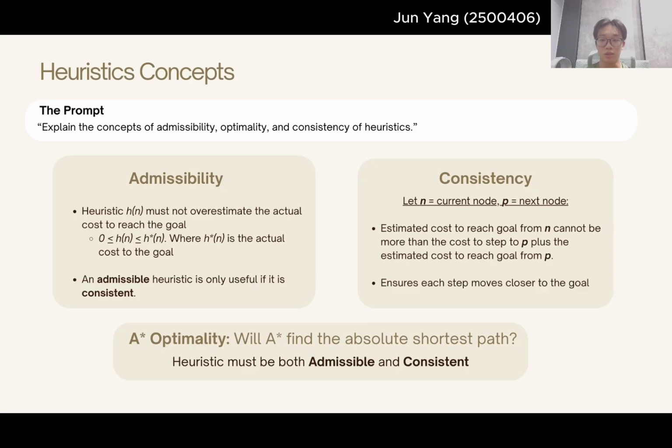Think of it like a GPS. It will not make sense if your estimated arrival time went up every time you drove closer. An admissible heuristic is only useful if it's also consistent. When both are satisfied, A-star is guaranteed to find the absolute shortest path.